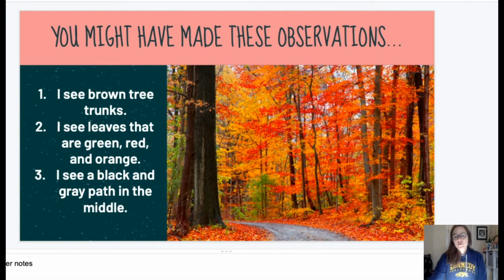Here are my 3 observations. I see brown tree trunks. I see leaves that are green, red, and orange. And I see a black and gray path in the middle. You might have said something like, I could hear leaves crunching under my feet. Or I might be able to feel a breeze.